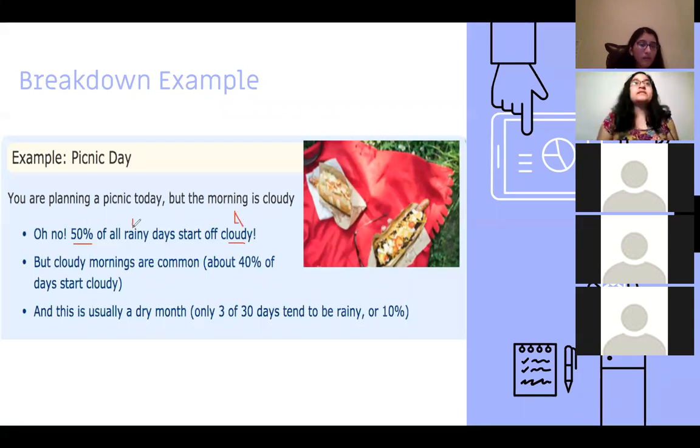All right, but cloudy mornings are common. So about 40% of general days start cloudy. And then this is usually a dry month, and only 3 of 30 days, or 10%, are rainy. So then let's see how this looks when we do the actual math.